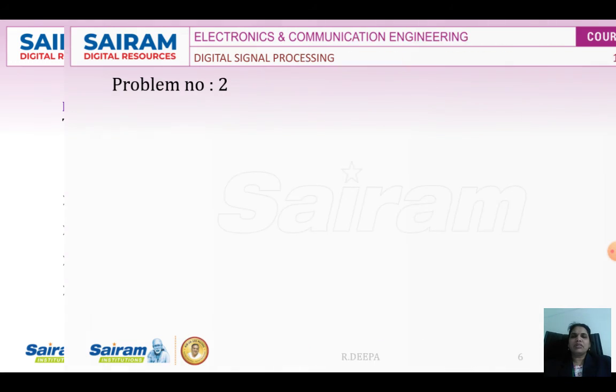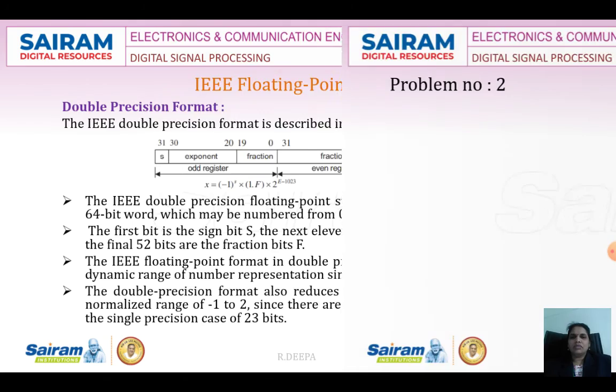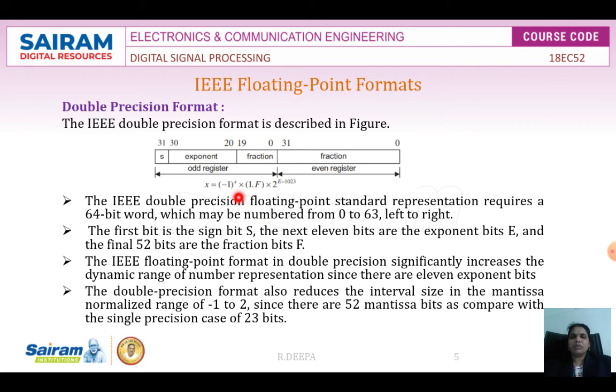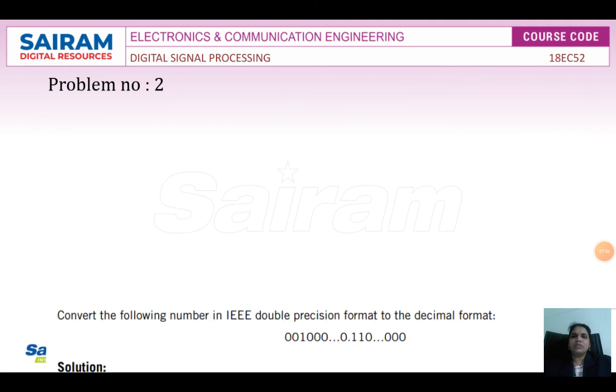And the formula we use in order to convert the double precision format into decimal is given here. The formula is x is equal to (-1) to the power of s into 1.f, that is the fractional part, multiplied with 2 to the power of e minus 1023. Using this formula, you will be able to calculate the equivalent decimal number for the given double precision IEEE floating point format. So let us solve a problem where the data is given in IEEE double precision format.